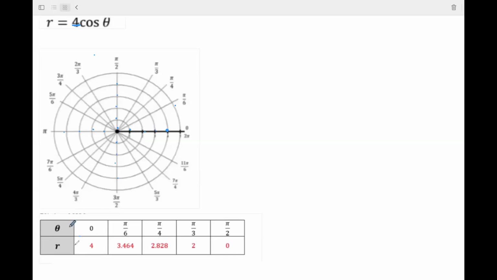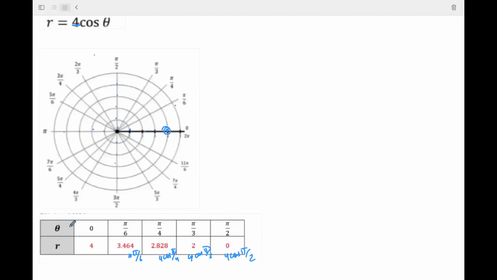Now for theta equal to 0, I'll substitute, this is 4 cos 0. Then I'll substitute 4 cos pi by 6, 4 cos pi by 4, 4 cos pi by 3, 4 cos pi by 2. Like this I'll substitute and get the values in the calculator. Now for 0, it is 4.